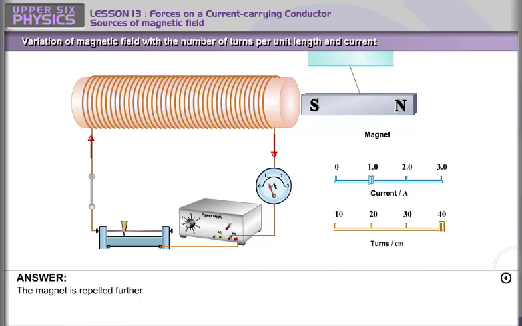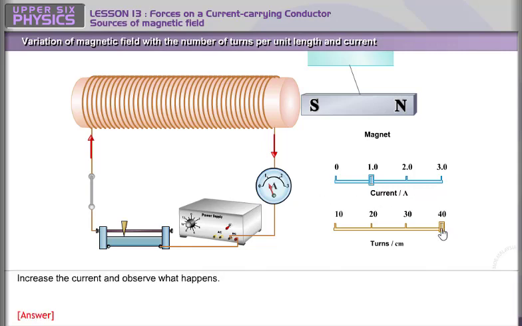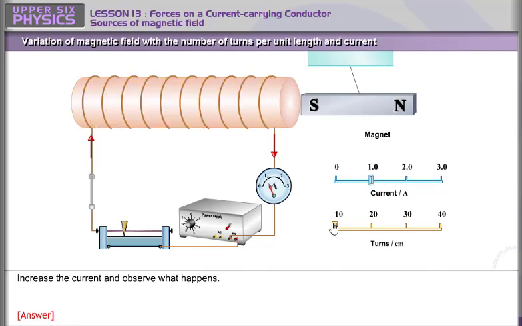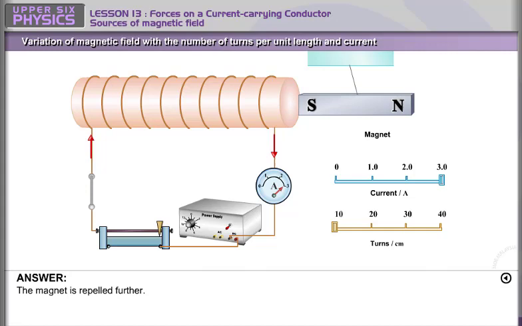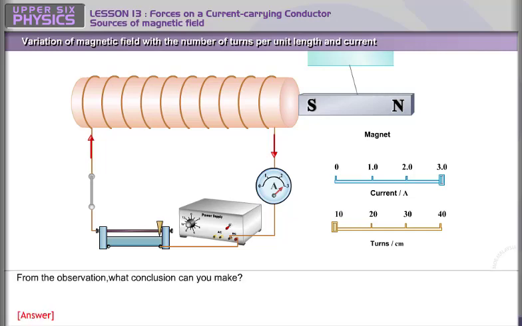Answer: the magnet is repelled further. Increase the current and observe what happens. Answer: the magnet is repelled further. From the observation, what conclusion can you make?